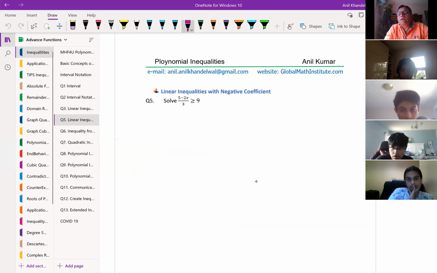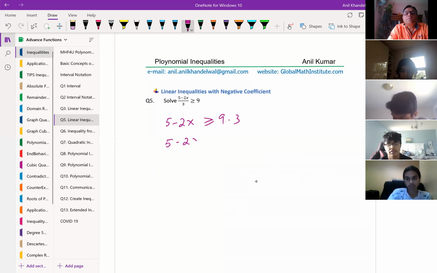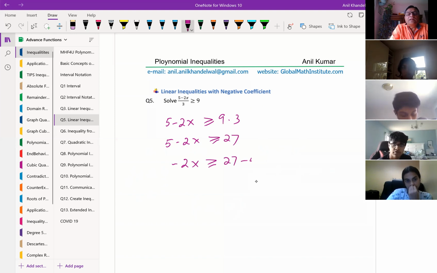Next one, this is okay. Hamza, solve this. 5 minus 2x over 3 greater than or equal to 9. How will you do it? First thing I do is multiply the other side by 3. Correct. Then now you have 5 minus 2x. So now I isolate. I subtract 5 from both sides. Then I would divide by -2.